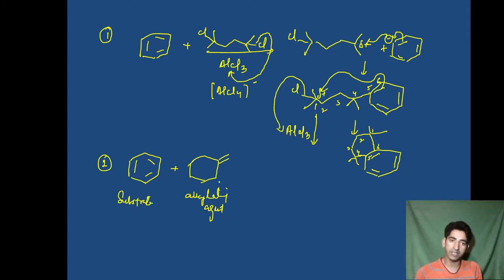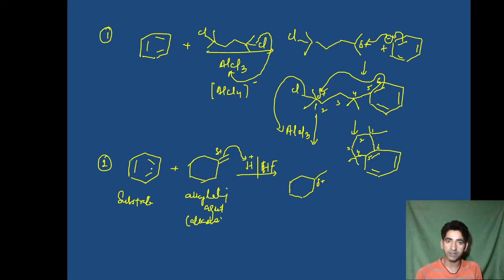When the alkylating agent is an alkene or alkyne, then what do we need? We need a proton source, like that of HF. So H plus we can get from HF. Now what will happen? This bond will break towards this side because it will give the more stable carbocation. So we'll get delta plus over here. So in the first step what is formed? This alkylating carbocation is formed.